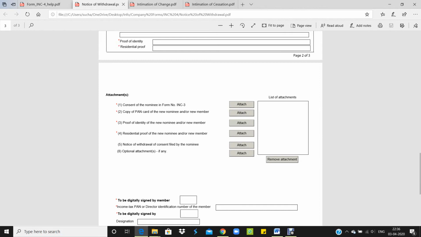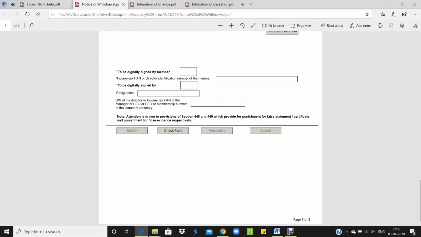Along with all these four, the notice of withdrawal of consent filed by the nominee has to be attached with INC-4. Because in this case we are going to file INC-4, since the company and the subscriber have received a withdrawal consent or a resignation from the nominee himself. So the notice of withdrawal of consent to be filed by the nominee has to be attached with INC-4. If you see, attachments 1, 2, 3, 4 will be common in the three cases, but attachment 5 will differ in all the cases.